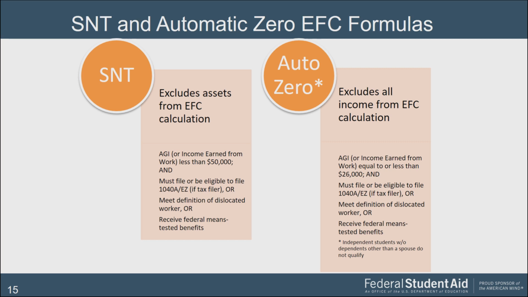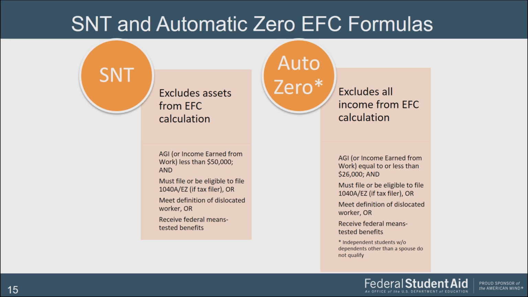For the automatic zero EFC, which allows for the exclusion of a lot more information, it's the assets. For an independent student, it's the taxes paid, exemptions, all of the additional financial information and untaxed income fields, and the assets. And for a dependent student, it's all of that for the parents and all of the financial information about the student. So it's a lot of questions that they're able to skip.